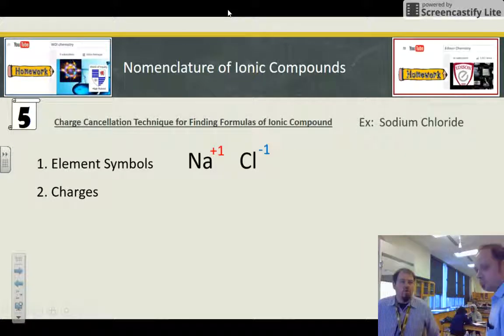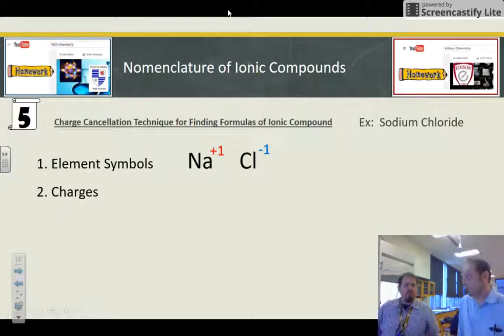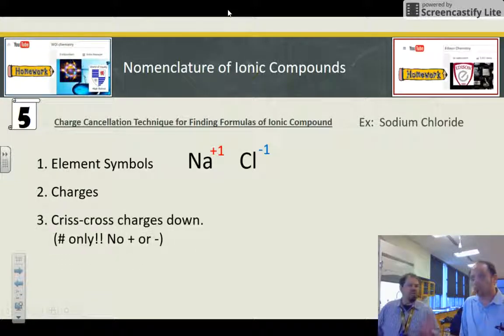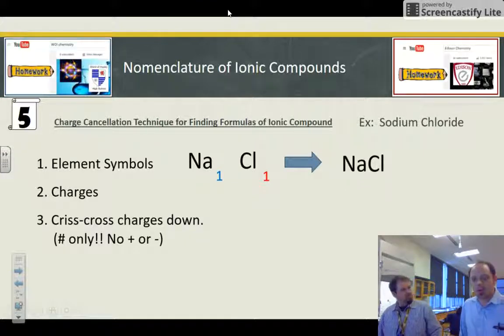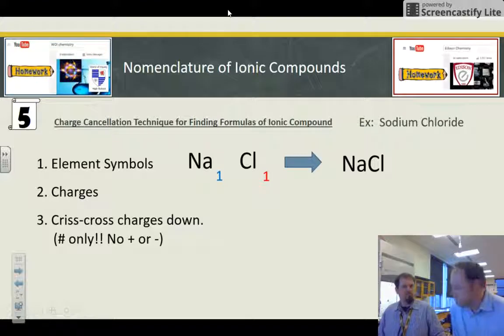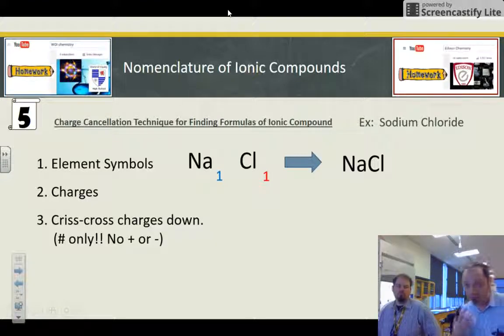So now what we do is we crisscross them down. We don't bring the charges, we just bring the numbers. Number only, magnitude, because that tells us how many of each. We can't have a negative atom. We either have it or we don't. So the 1 is going to come there, and the 1 is going to go there. And we put it together, and we get 1 for 1, NaCl. So we simplified the subscripts because they're both a 1-to-1 ratio. Remember, a chemical formula is just a ratio of this element to that element, in whole numbers.